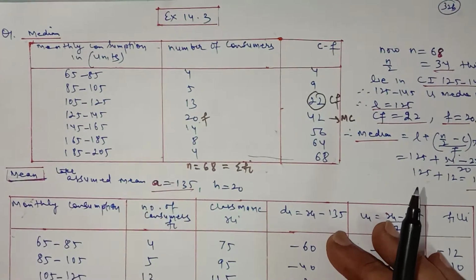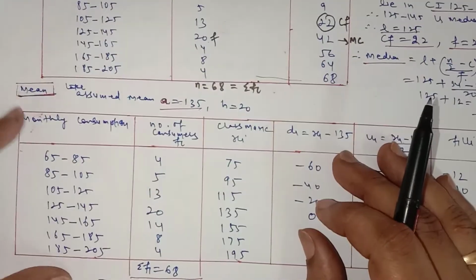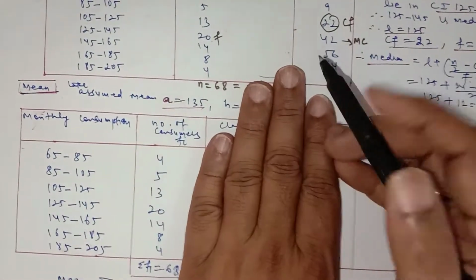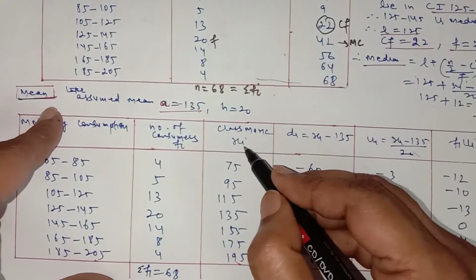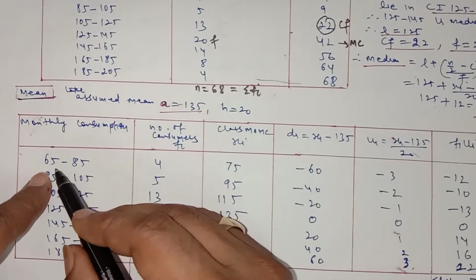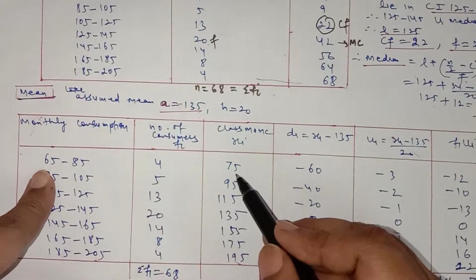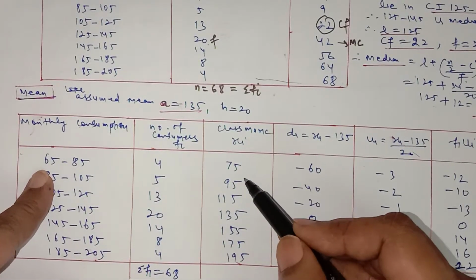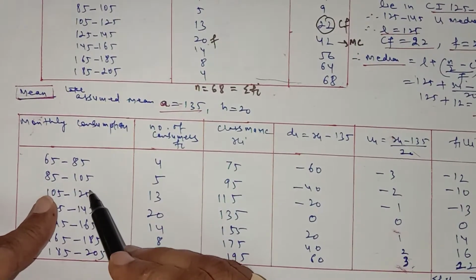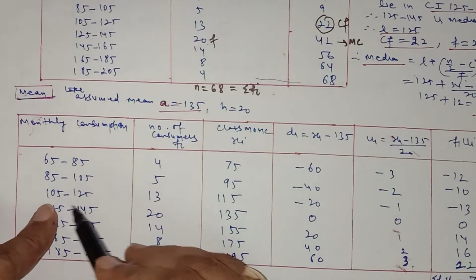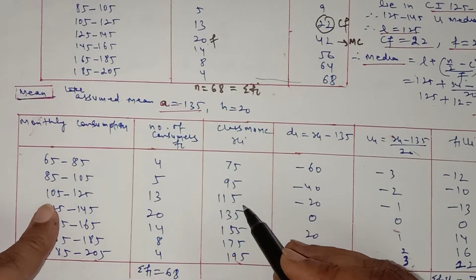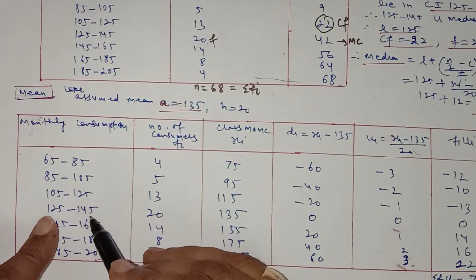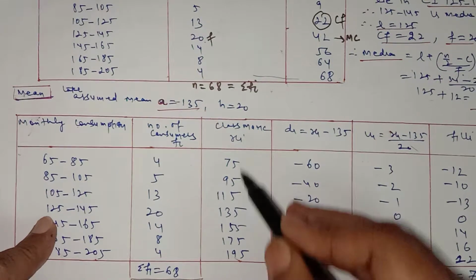Now for the same data, you have to find the mean also. So again, these two columns are given. First of all, you have to find the class marks, which are denoted by xi, which is equal to lower limit plus upper limit upon 2. 65 plus 85 upon 2 will be equal to 75, and so on. 85 plus 105 divided by 2 is 95. 105 plus 125 divided by 2 is equal to 115. 125 plus 145 divided by 2 will be 135, and so on.